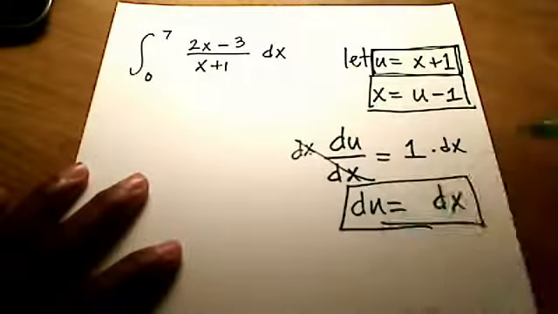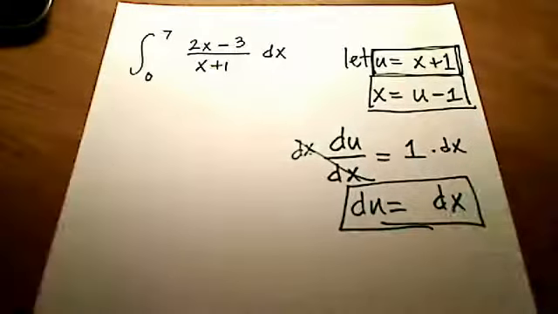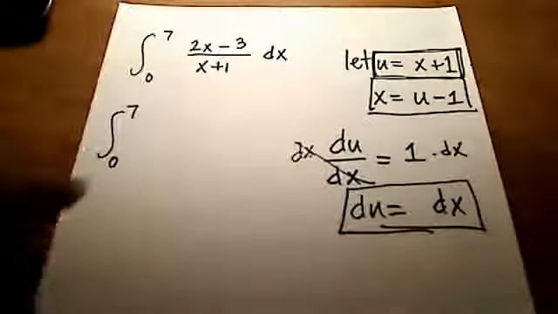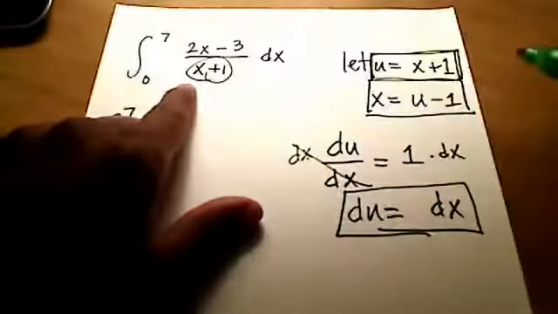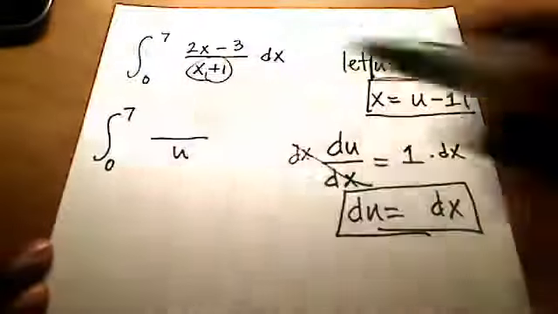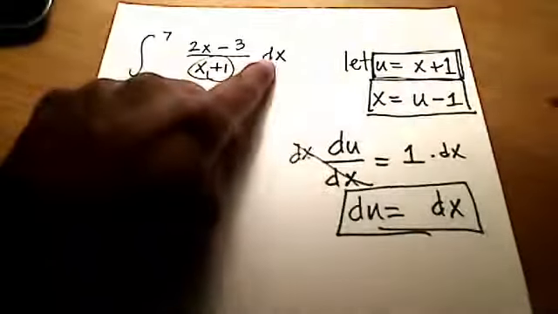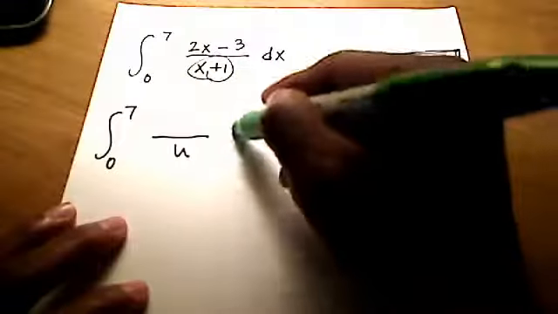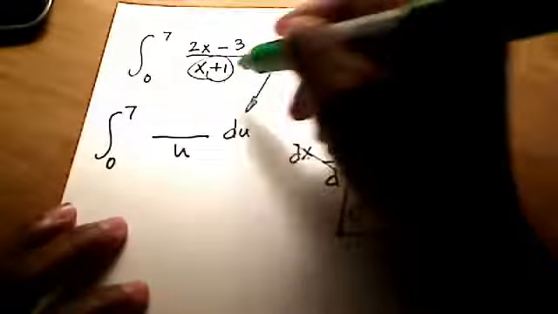Alright, so I've got three equations now that I can use to substitute here. We're going to do a little algebra on the side as well. But first, let me rewrite this. So here's my original problem. I'm going to rewrite it this way now. I'm going to go from 0 to 7. And in place of that denominator, x plus 1, I'm going to put in a u. So my denominator is a u. In place of dx, I can put in du. So that turned into that.